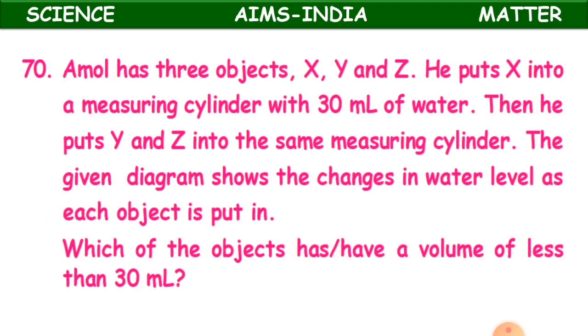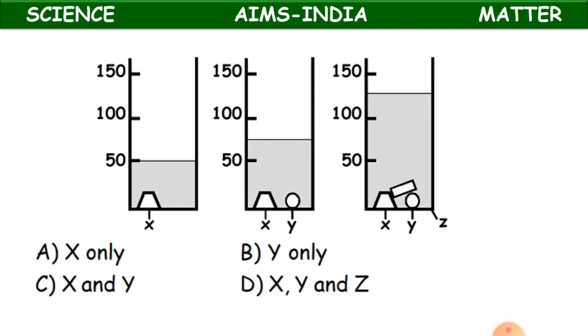70th question. Amol has 3 objects X, Y and Z. He puts X into a measuring cylinder with 30 ml of water. Then he puts Y and Z into the same measuring cylinder. The given diagram shows the changes in water level as each object is put in. Which of the objects has or have a volume of less than 30 ml? Okay, less than 30 ml.